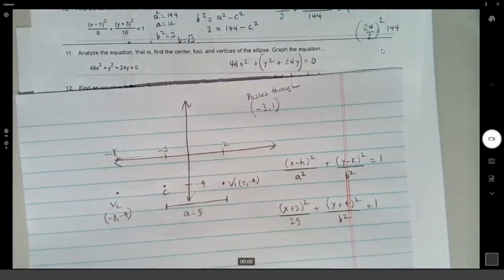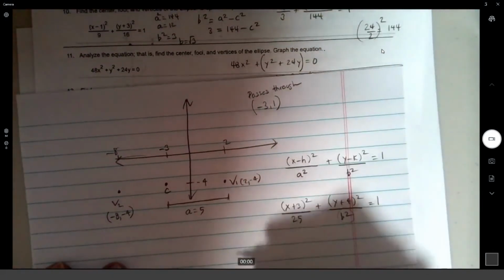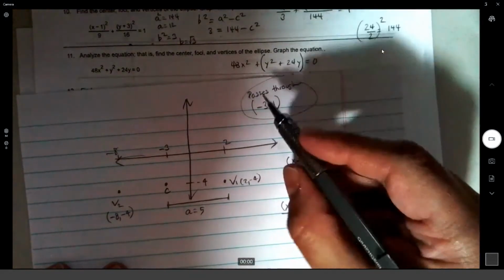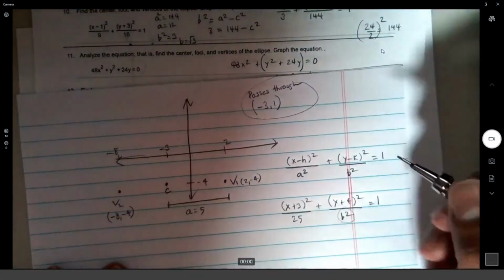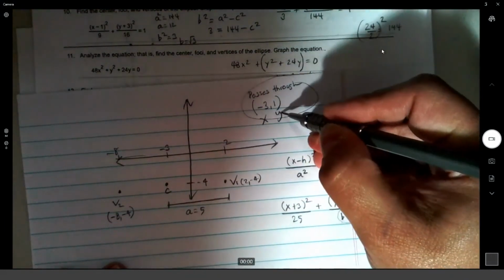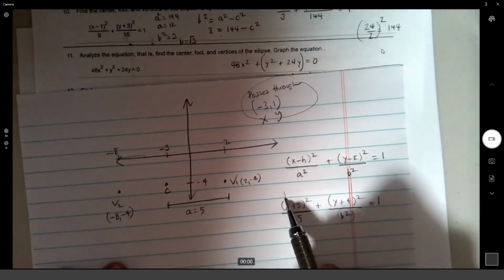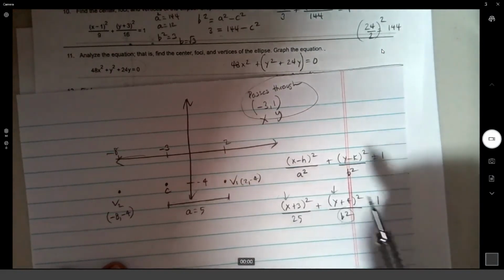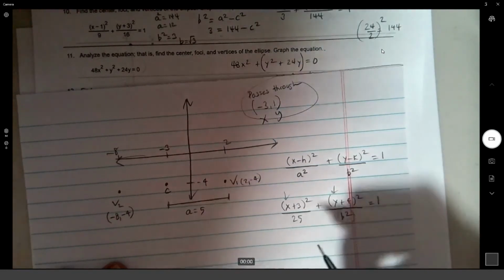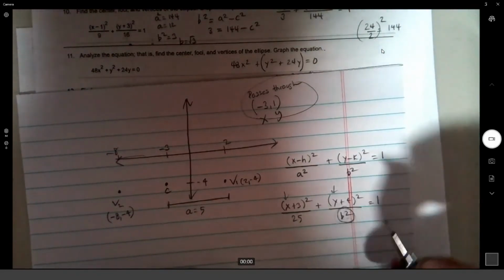We don't know the width yet. So we're going to rely on the fact that since it passes through the point -3, 1, this will be the x value and that will be the y value that will satisfy this equation. In other words, we'll plug in the value of x and the value of y, and then we can find the value of b squared.